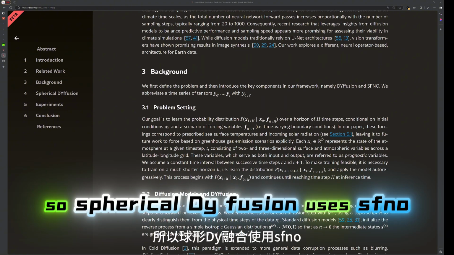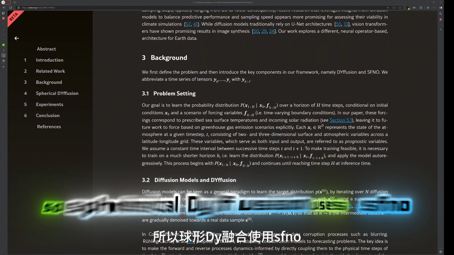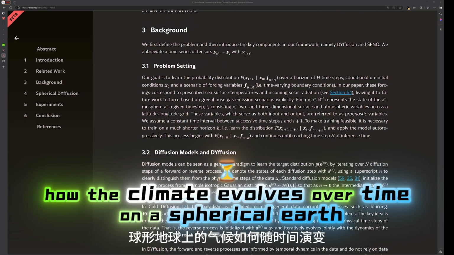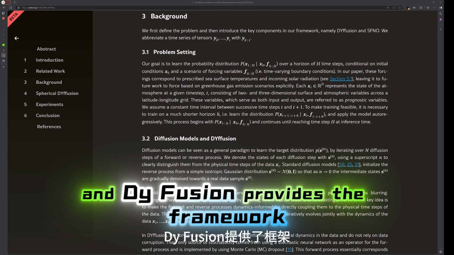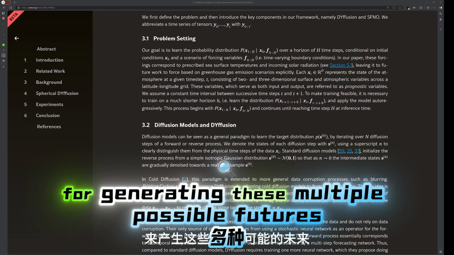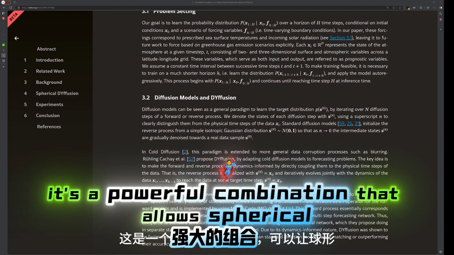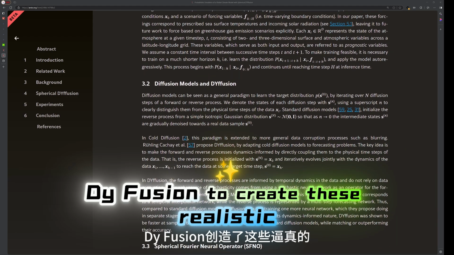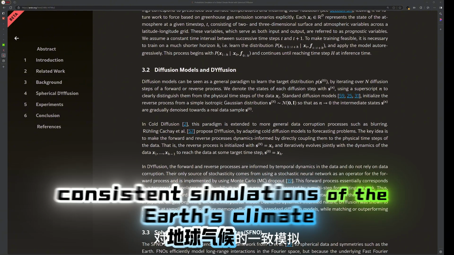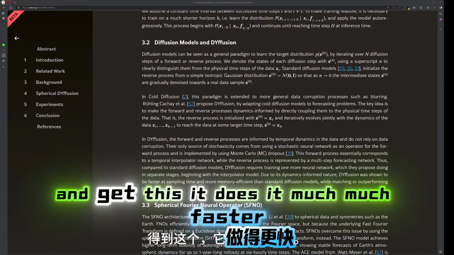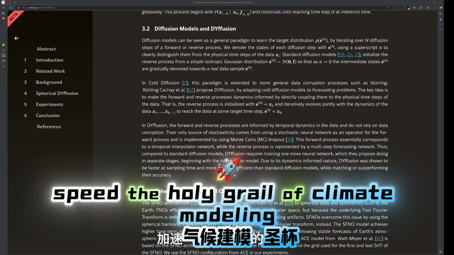So spherical DYffusion uses SFNO to understand and predict how the climate evolves over time on a spherical Earth, and DYffusion provides the framework for generating these multiple possible futures. You got it. It's a powerful combination that allows spherical DYffusion to create these realistic, physically consistent simulations of the Earth's climate. And get this, it does it much, much faster. Speed, the holy grail of climate modeling.